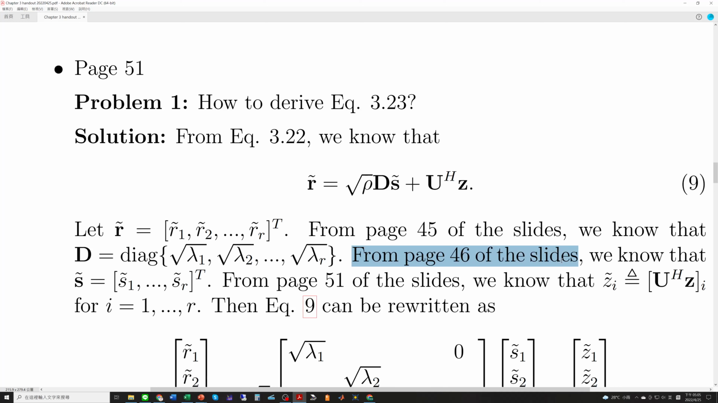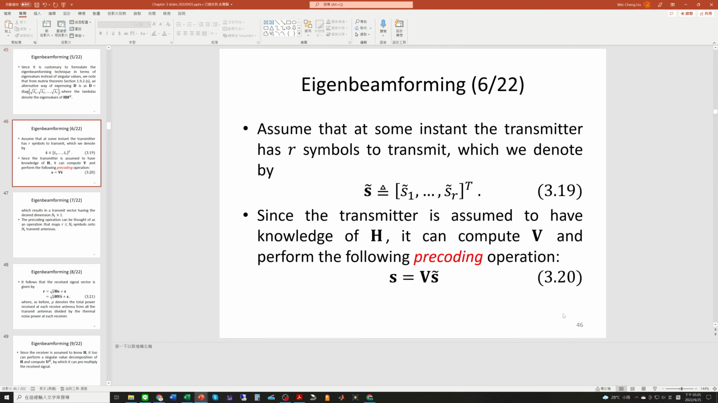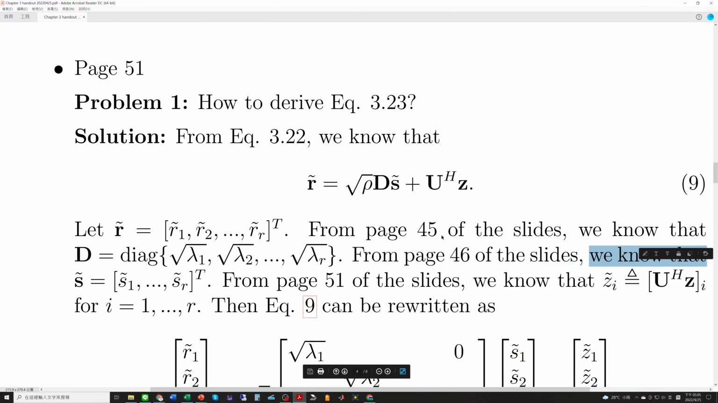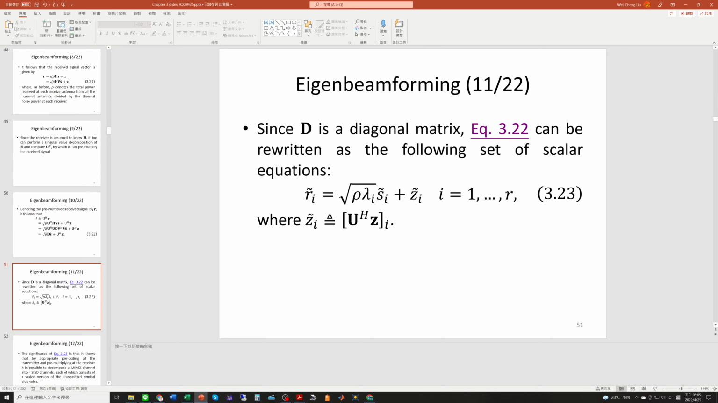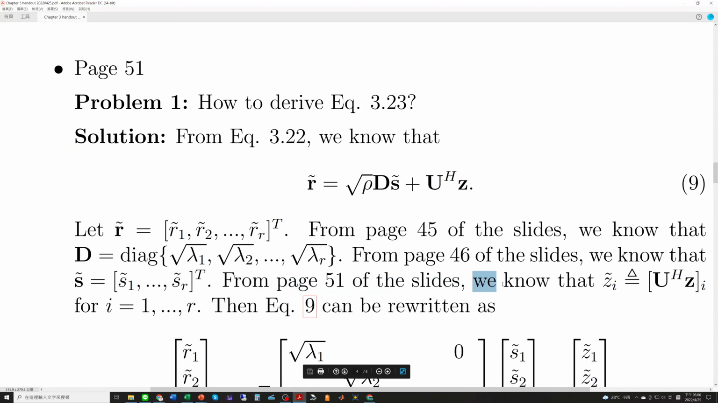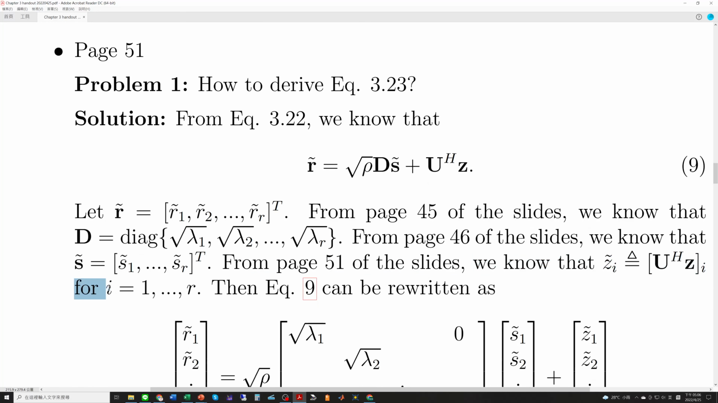From page 46 of the slides, in equation 3.19, S tilde is defined as S tilde 1 to S tilde R, transpose. So we know that S tilde is equal to S tilde 1 to S tilde R, transpose. From page 51 of the slides, we know this equation. So we know that Z tilde i is defined as the ith element of U Hermitian times Z for i equal to 1 to R.